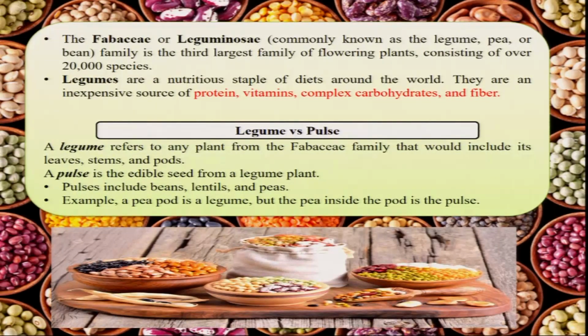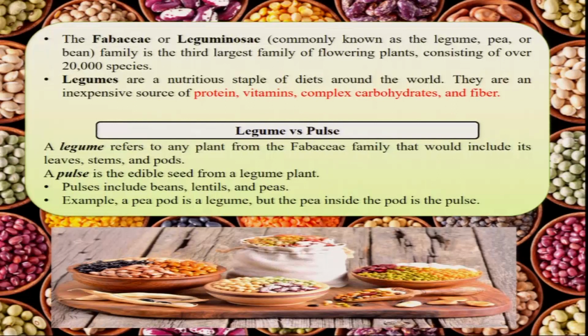If we look at the difference between legume and pulse: all pulses are legumes, but all legumes are not considered as pulses. Only those legumes whose seeds we use for consumption as dal, we call a pulse. But legume refers to all the plants which come under the family Fabaceae.